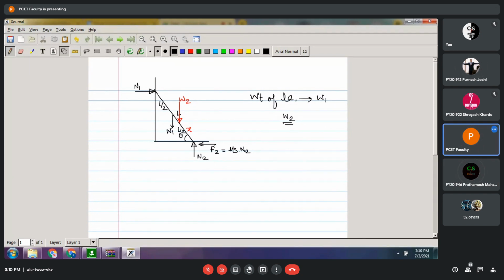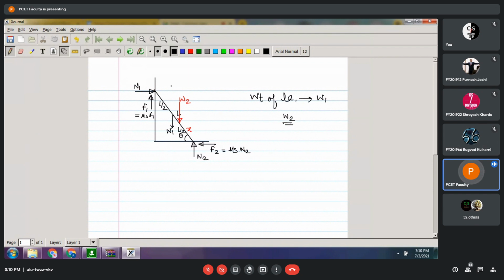So it will experience frictional force in the opposite direction of expected motion, that is F1, which is maximum mu s F1. Is it clear?